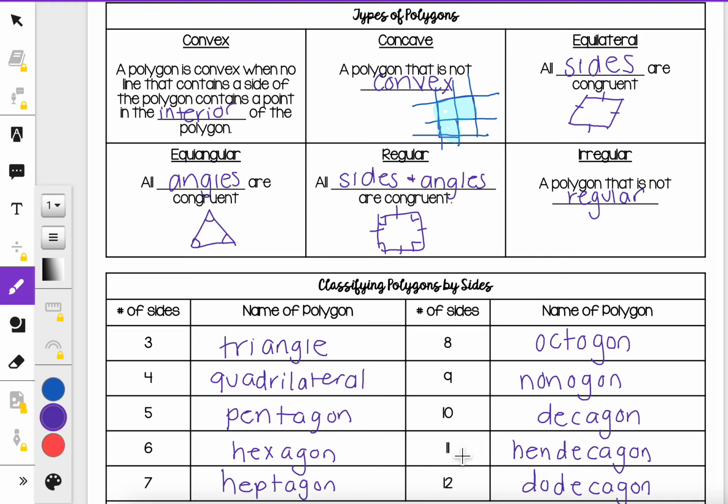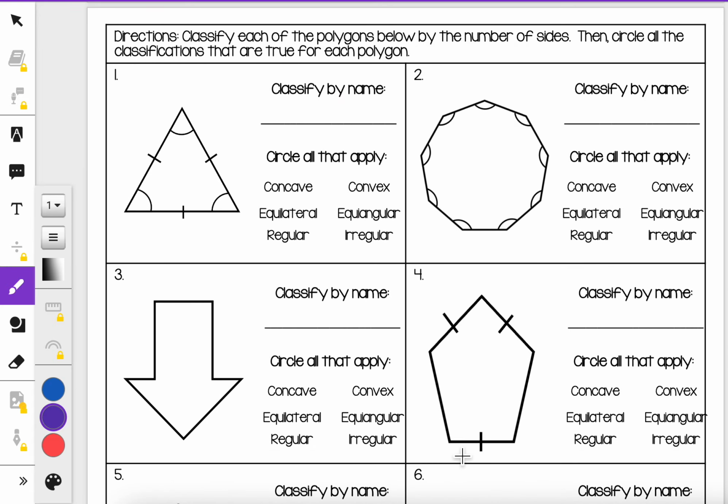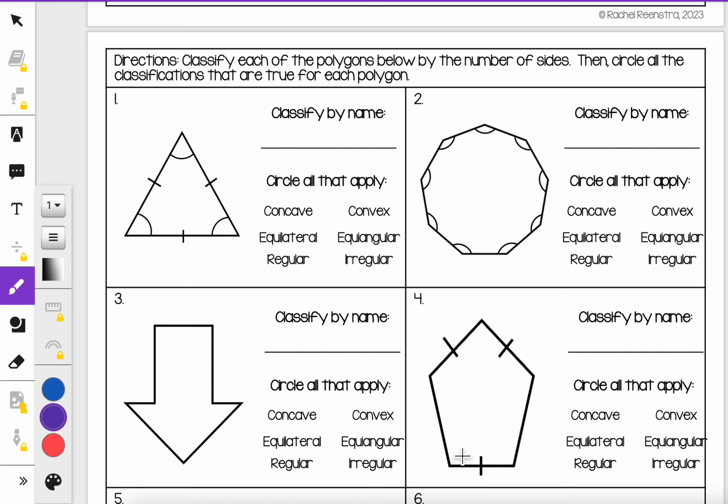Okay, so we just went over a lot of different vocab terms. Now we're going to practice applying them. For each of these problems, we're going to do the same thing. We're going to classify the polygon by the number of sides, so we're going to name that polygon, and then we're going to determine if it's concave, convex, equilateral, equiangular, regular, or irregular. Now, when you're classifying these, you have to make sure that you're using the labels that are in the diagram. You can't assume anything unless it is marked off.